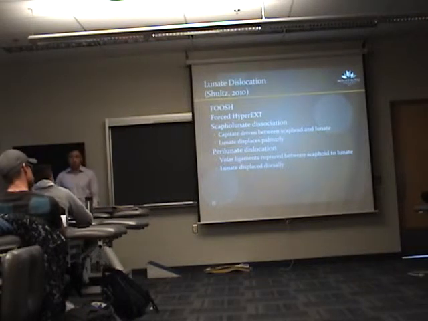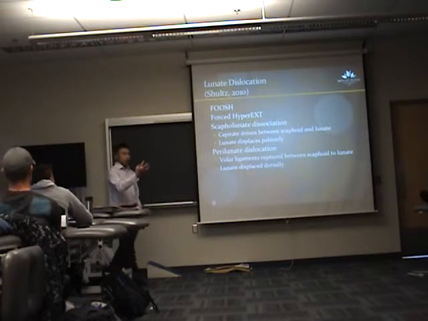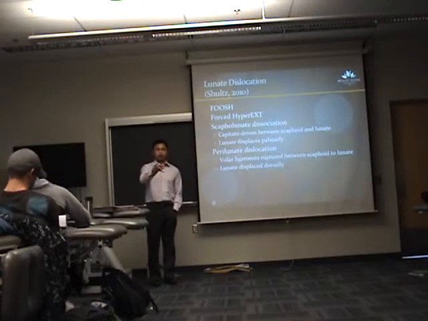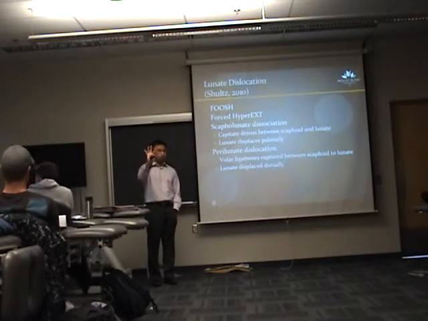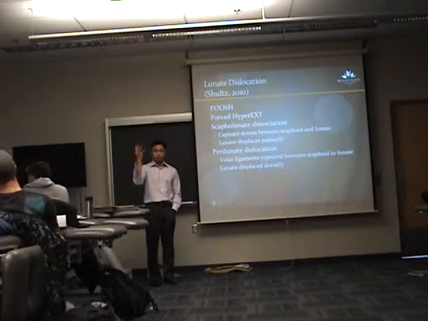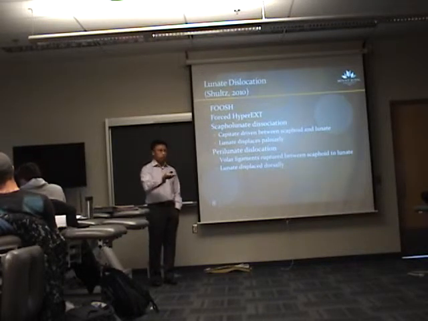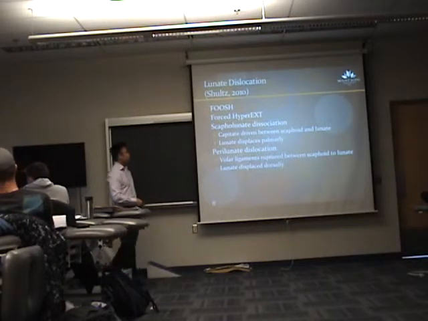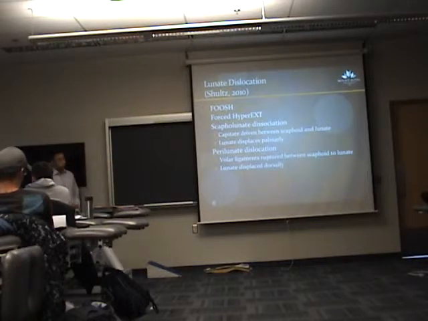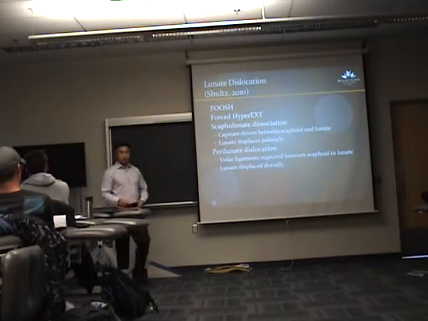A lunate dislocation. Okay, so it's going to be helpful if you actually have a model of the hand in front of you, and if not, you can Google an image of the skeleton of the hand on your laptops, just to give you an idea of what we're talking about. So lunate dislocation. How do you find the lunate?